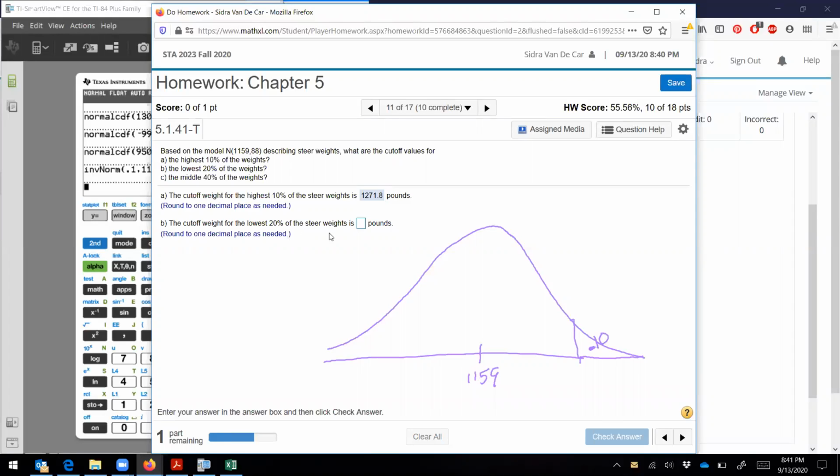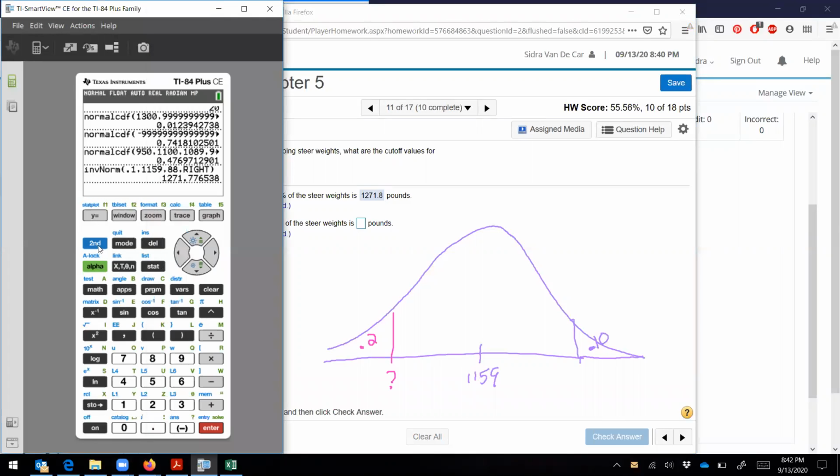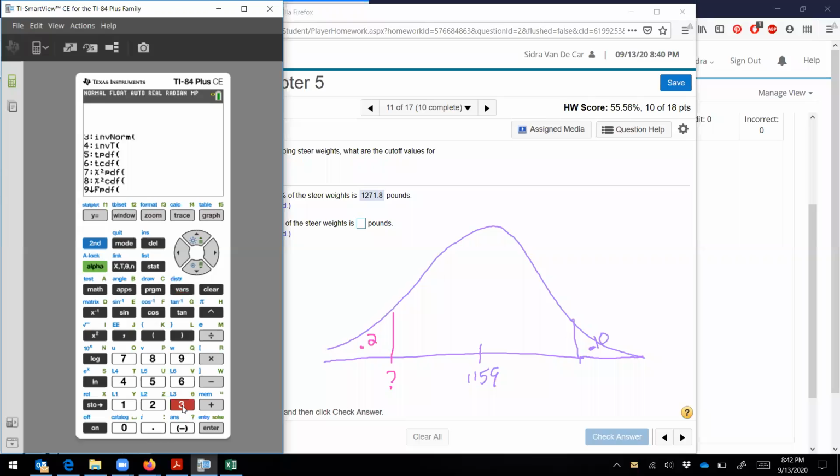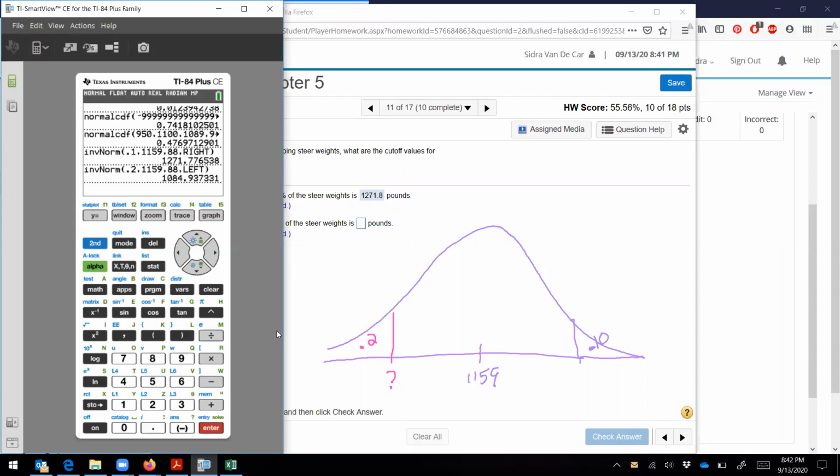The cutoff weight for the lowest 20% of the steers. So same thing, but now I want the weight that's here, if this is a 0.2. So second distribution, inverse norm. This time the area is 0.2, same mean, same standard deviation. This time the tail is on the left. And that is 1084.9.